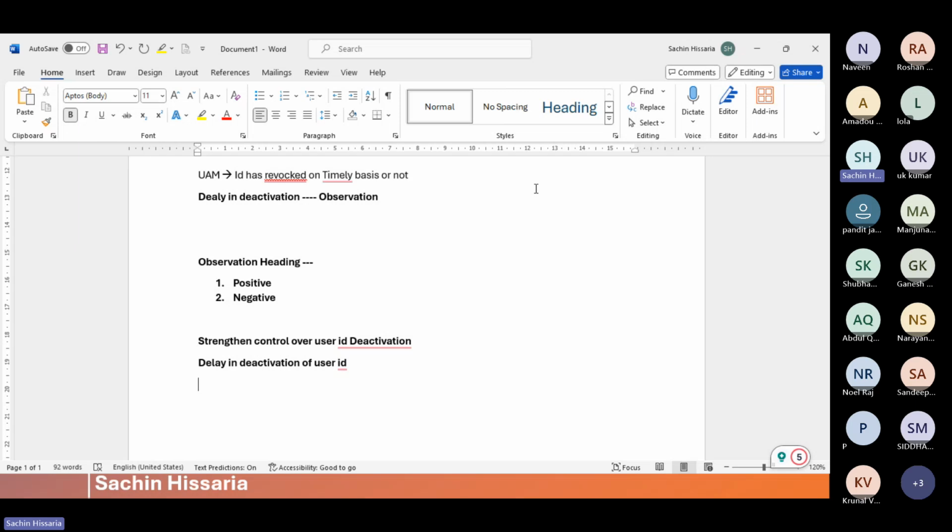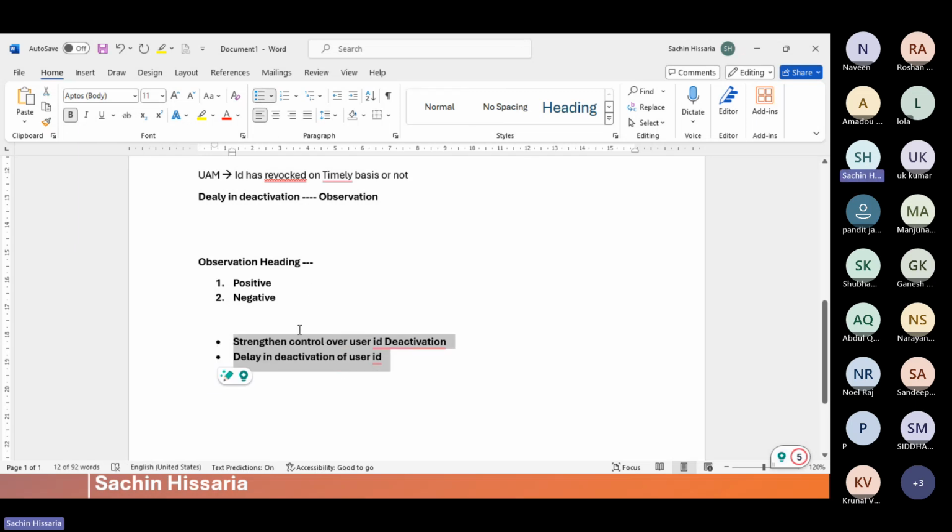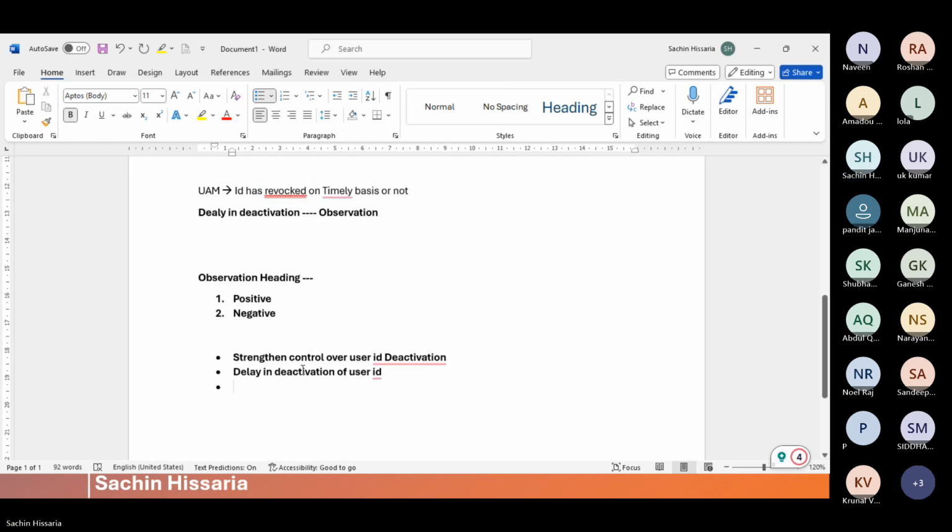So guys, you can see here, these are two ways of writing an observation heading. In one scenario, we have written strengthen the control over user ID deactivation. In the second scenario, I have written delay in deactivation of user ID. Can you suggest any other observation heading for this observation? Any other observation heading which is coming to your mind?